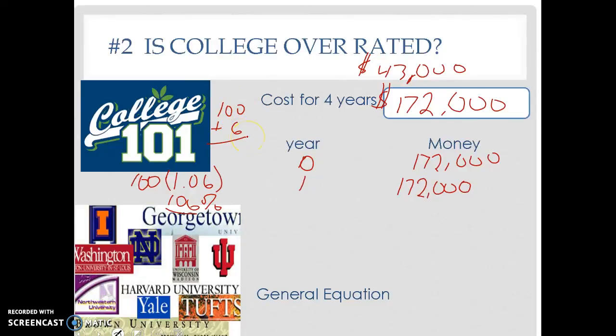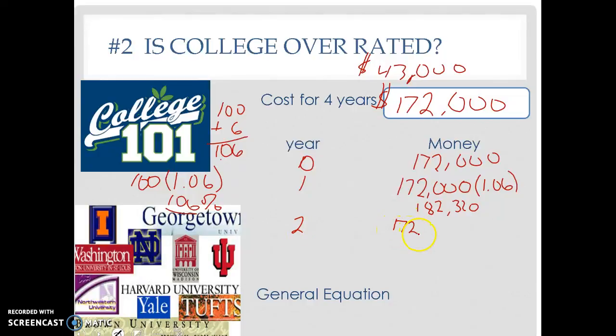Well, 100% of my money is my money just staying the same. 6% more means that I'm going to have 106% of my money in 1 year. Well, as a decimal, that's 1.06. And so if I took 172,000 and multiplied it times 1.06, that's going to give me how much money I would have total after 1 year. And that's $182,320 after 1 year.